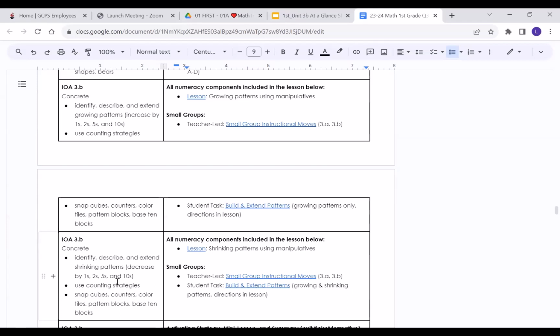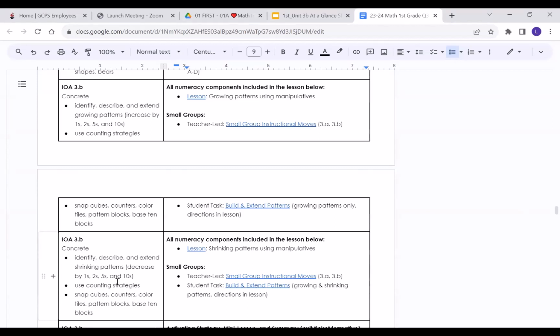At this point in the year, keep in mind that students have only added and subtracted within 20. So when the numbers in a growing or shrinking pattern go above 20, students will use counting strategies to determine how the pattern is changing and to be able to extend the pattern. They will not be expected to add or subtract 1, 2, 5, or 10 from any 2-digit number within a pattern.